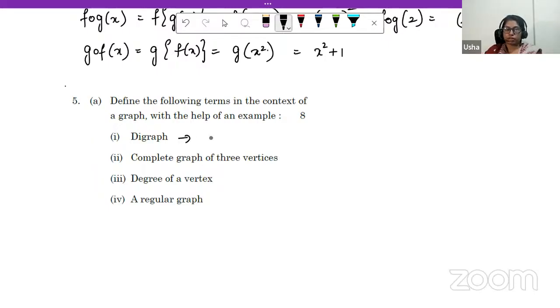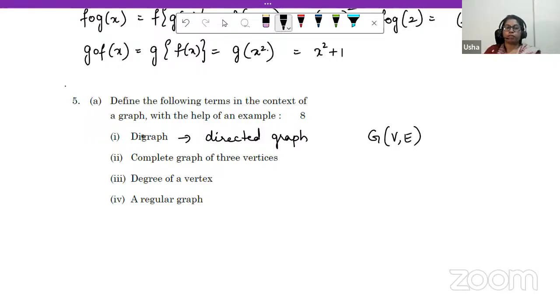Digraph is a short form of directed graph, a graph which has directions. Write the definition from the study material. You have to write: a graph G is a set (V, E), a relation between V and E, where V is a set of vertices and E is a set of edges which are formed between vertices. There is a formal definition.